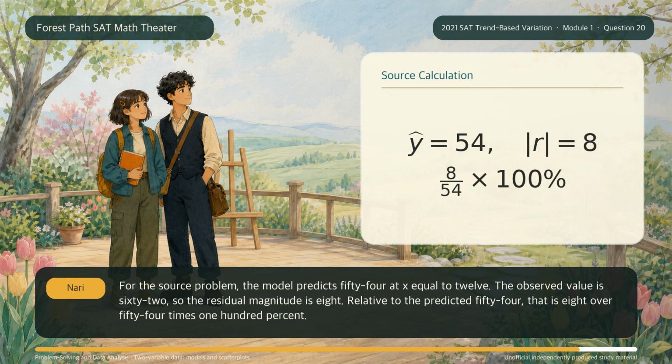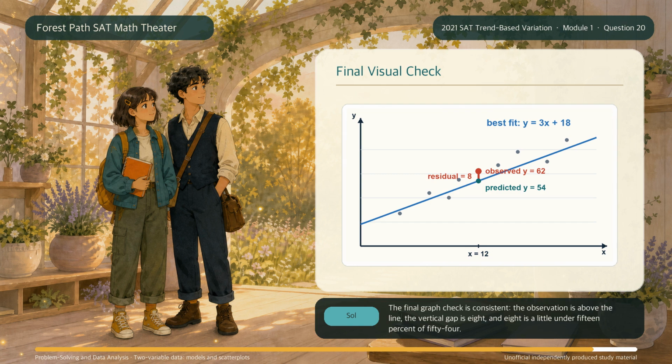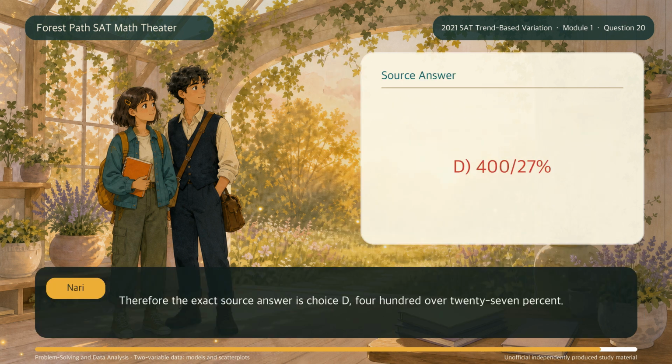For the source problem, the model predicts 54 at x equal to 12. The observed value is 62, so the residual magnitude is 8. Relative to the predicted 54, that is 8 over 54 times 100%. The final graph check is consistent. The observation is above the line, the vertical gap is 8, and 8 is a little under 15% of 54. Therefore, the exact source answer is choice D, 400 over 27%.